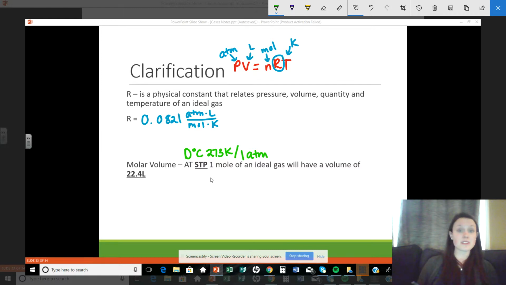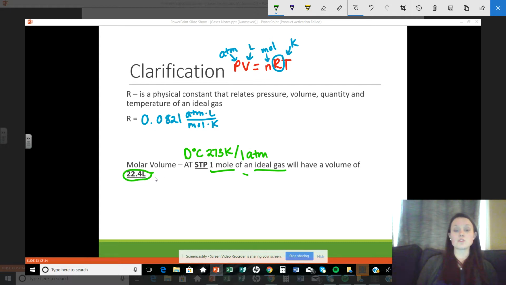When chemists tested the behavior of gases at standard temperature and pressure, what they found was if you had 1 mole of any ideal gas at 273 degrees Kelvin and 1 atm of pressure, no matter what gas it was, as long as it was at STP and you only had 1 mole of it, the gas took up a volume of 22.4 liters.